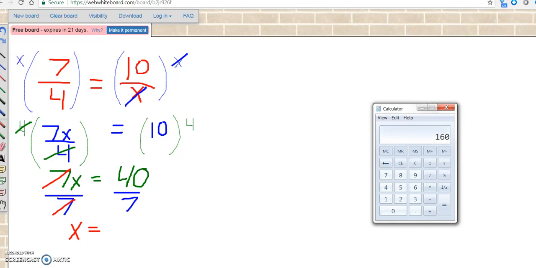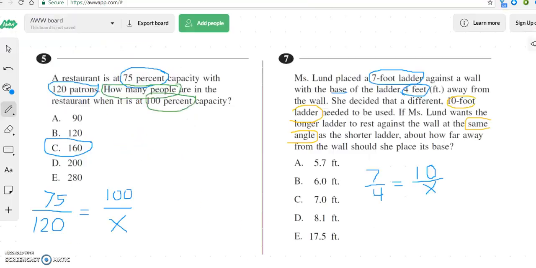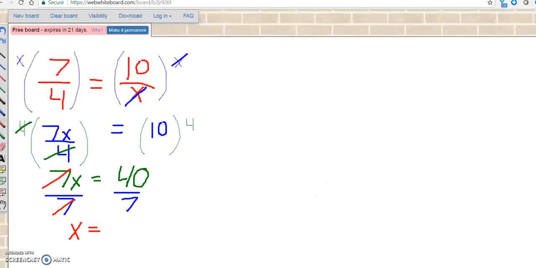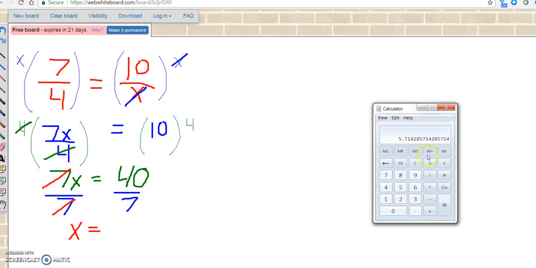Again, calculator. This is where the students need to be using the calculator. We're going to take the 40, divide it by 7, and our answer is going to be 5.714287. They're not going to use that whole thing, okay? So the answer that's going to be used on the test is going to be 5.7 feet. They're not going to use the whole big long number that is used right here.